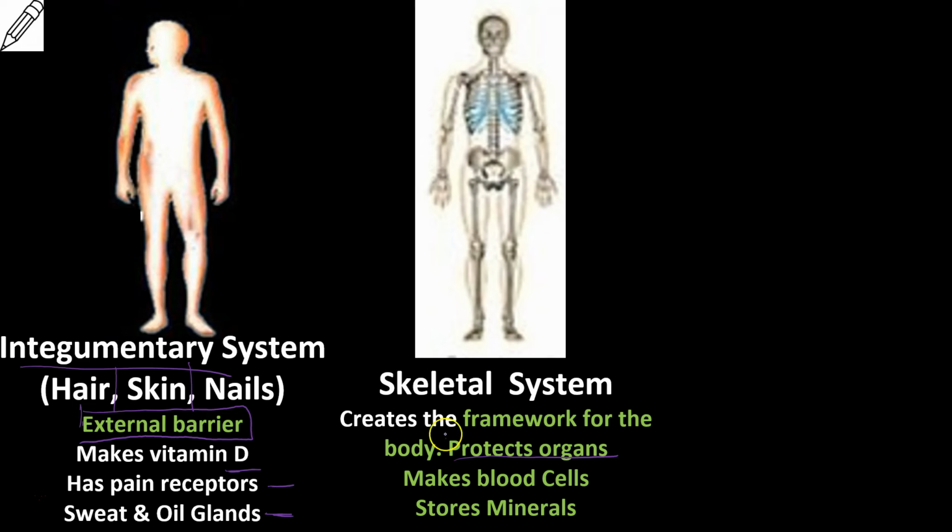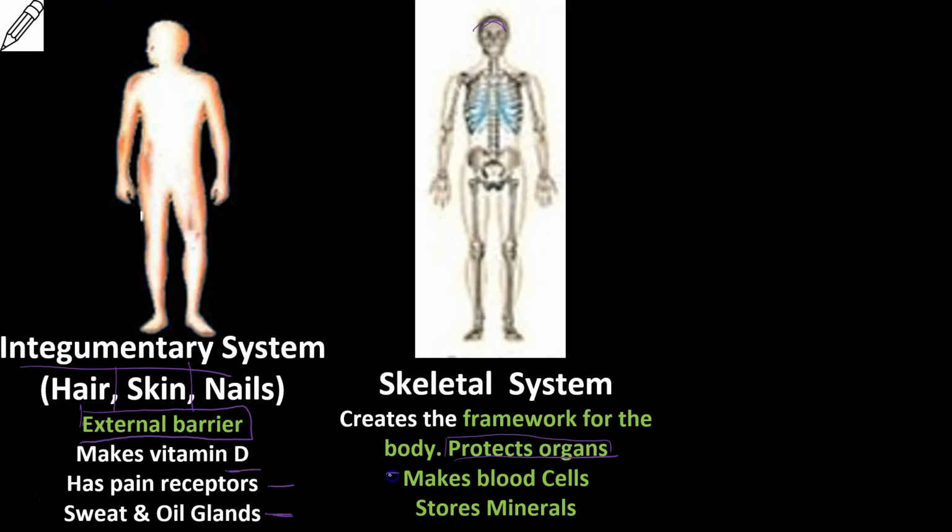What is the most protected organ? That would be your brain. Your brain has a thick, completely solid skull that encloses it completely. If you were to look at the next organs that have the most protection, that would be your heart and your lungs. Okay. So the skeletal system gives us framework, protects our organs.